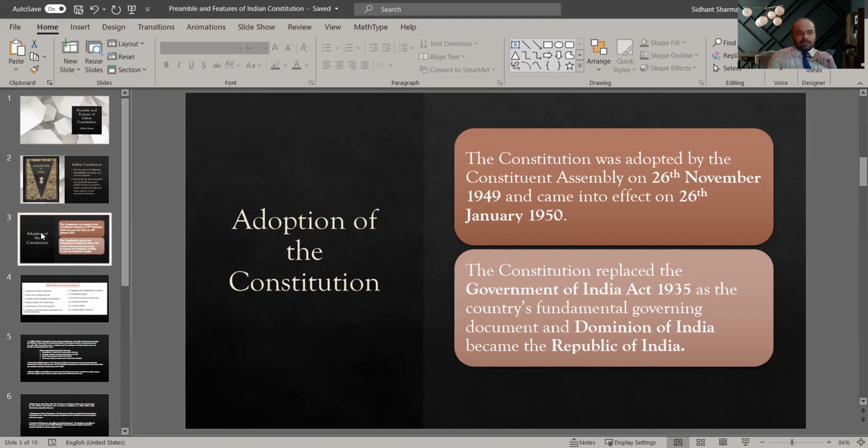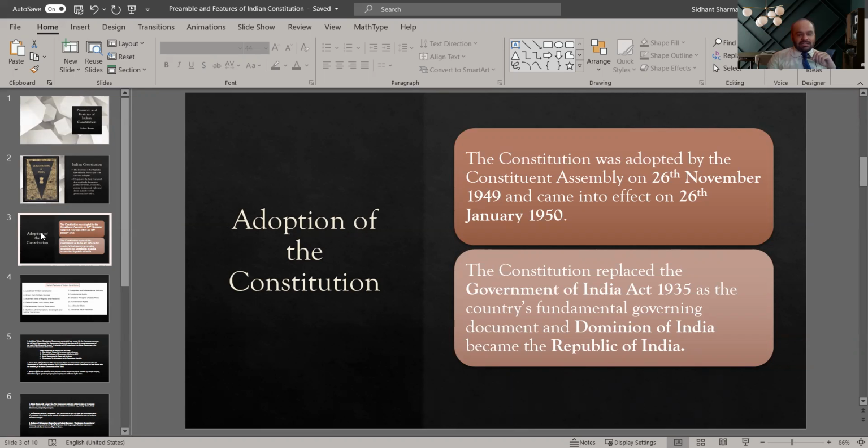The Constitution replaced the Government of India Act 1935 as the country's fundamental governing document, and Dominion of India became the Republic of India. Here there are two concepts. Now we have to study what is the difference between Dominion and Republic of India.